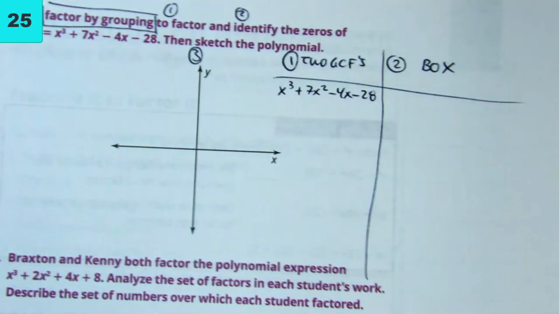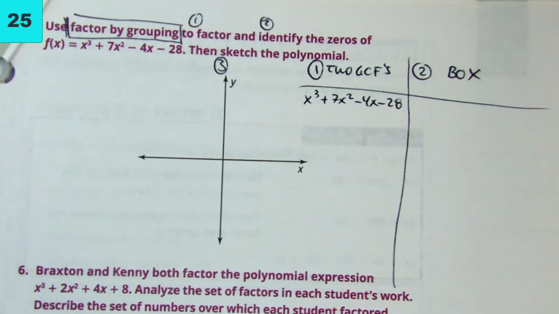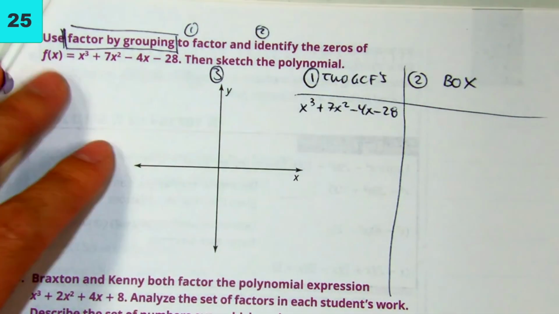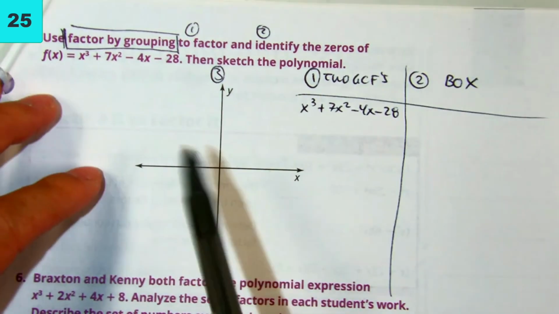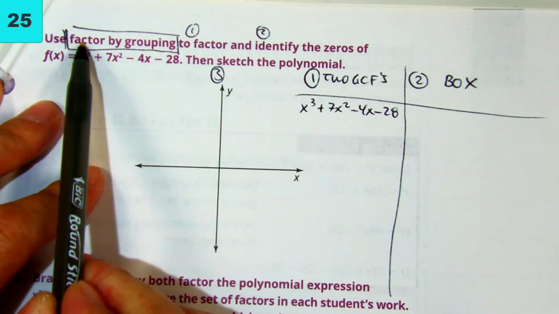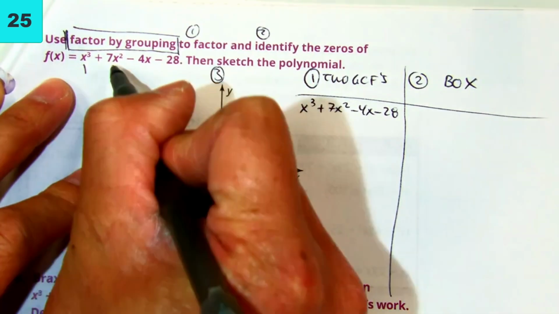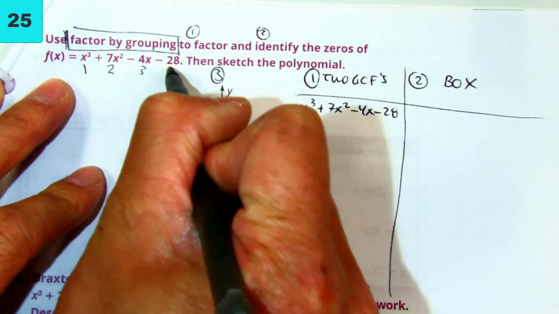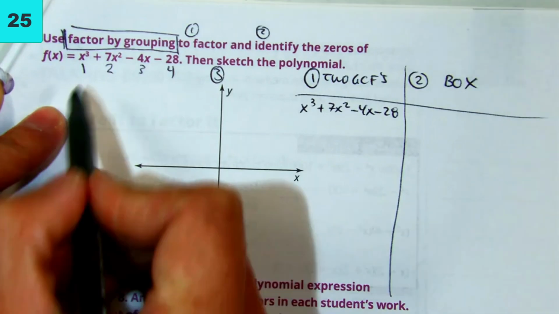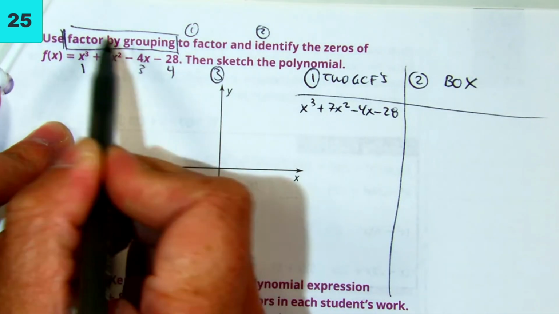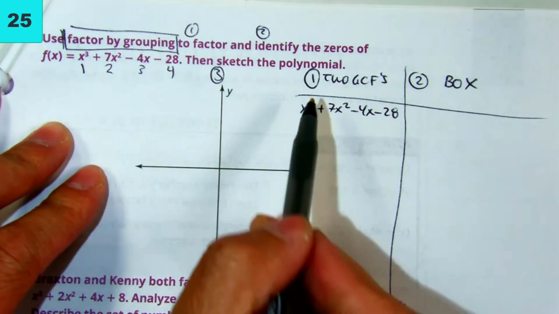Back in August, when we did a small unit on just factoring quadratics, we had a map that showed us that you use factoring by grouping when you have this many terms: 1, 2, 3, 4 terms. Anytime you have 4 terms, then automatically you're going to use factoring by grouping. So let me show you guys what the 2 GCFs are.